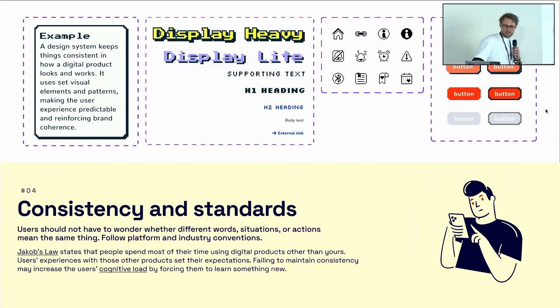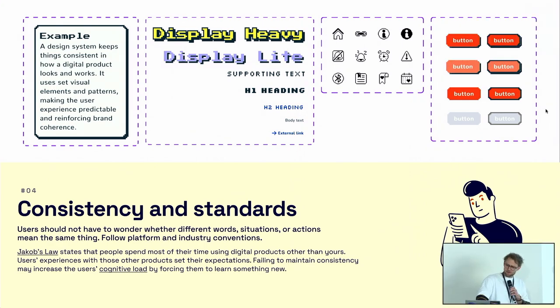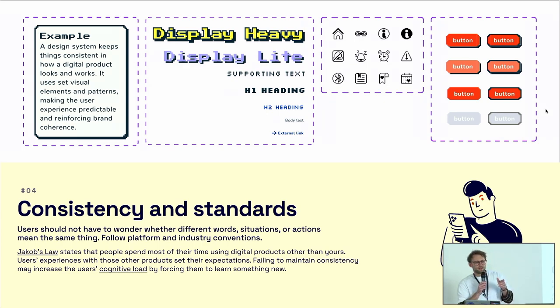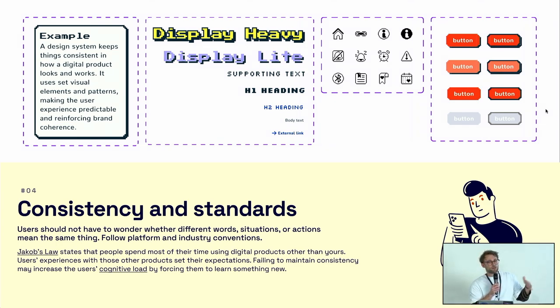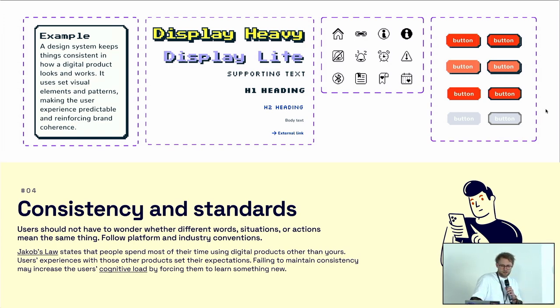So next we have consistency and standards. Keep things the same in your product. Users shouldn't have to guess different words or actions and what they mean if they mean the same thing. So stick to how things are usually done in your industry as well. So industry and platform. A design system here is a good example of something within your system. But also, there's industry standards that people tacitly kind of agree on, like where the search bar should be or where the login button is.